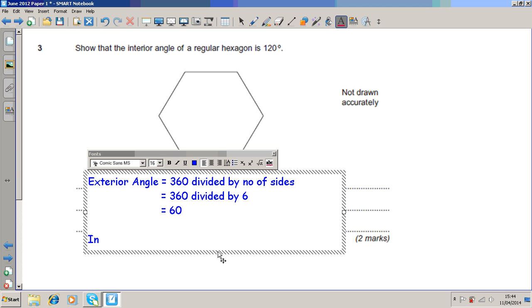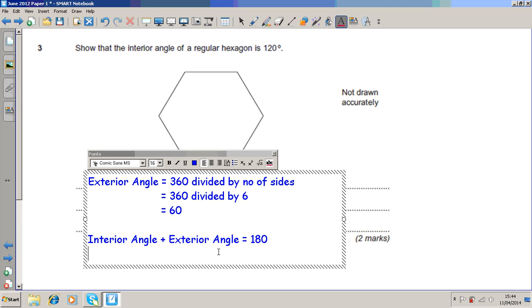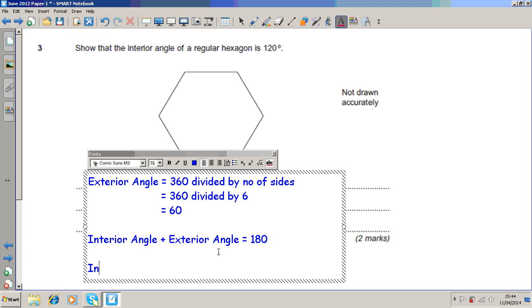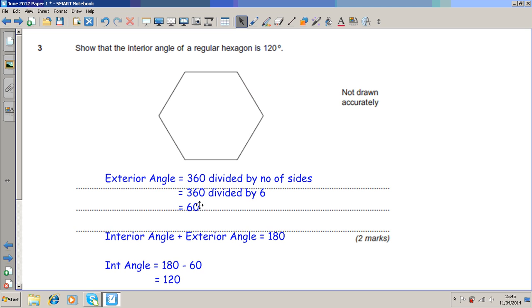Now the interior angle plus exterior angle equals 180 degrees. So interior angle equals 180 minus 60, which is 120 degrees. So we've shown what they've asked us to show, that it is equal to 120. And there are different ways you could do it, like sum of interior angles and then divide by 6, different ways.